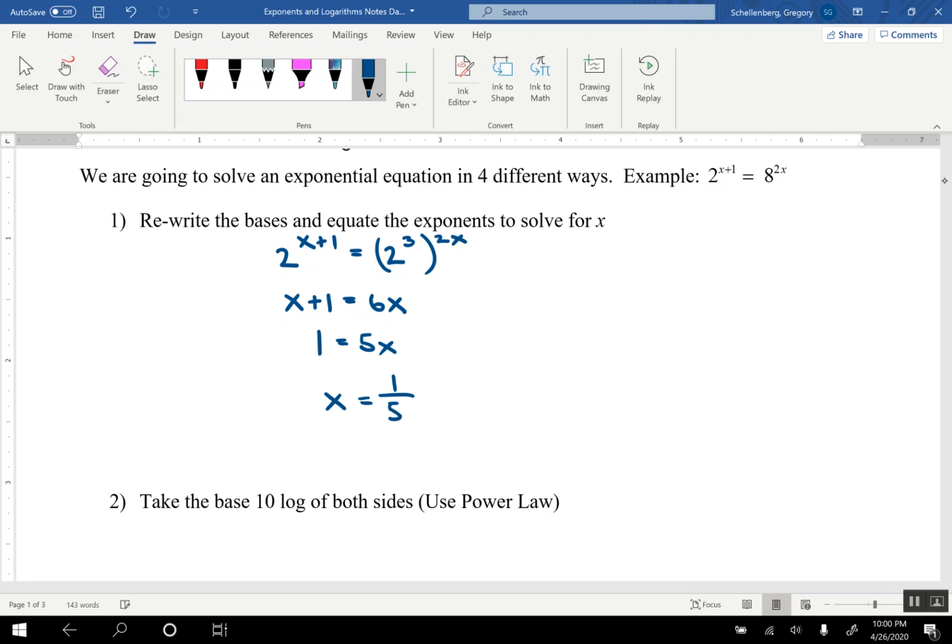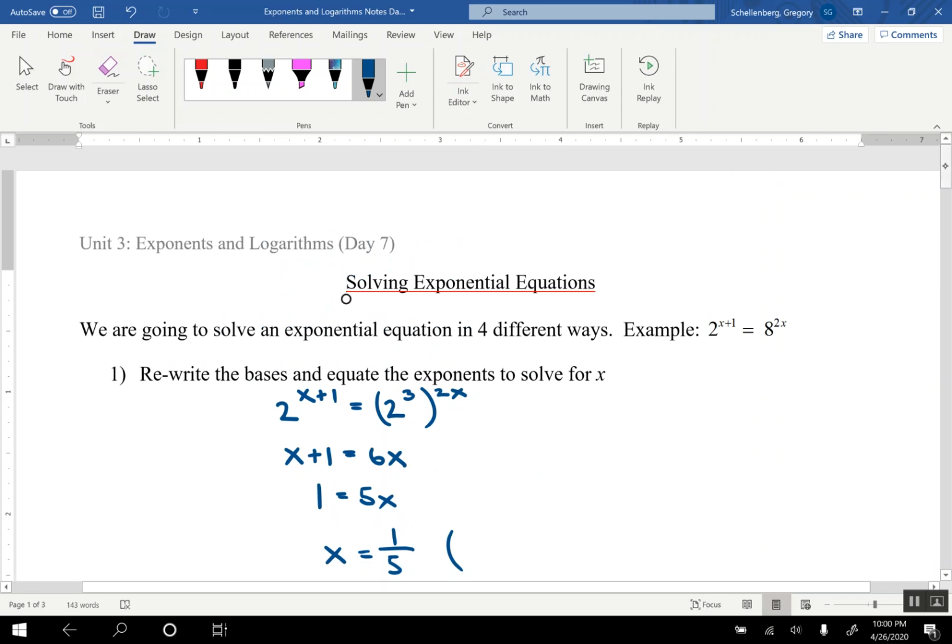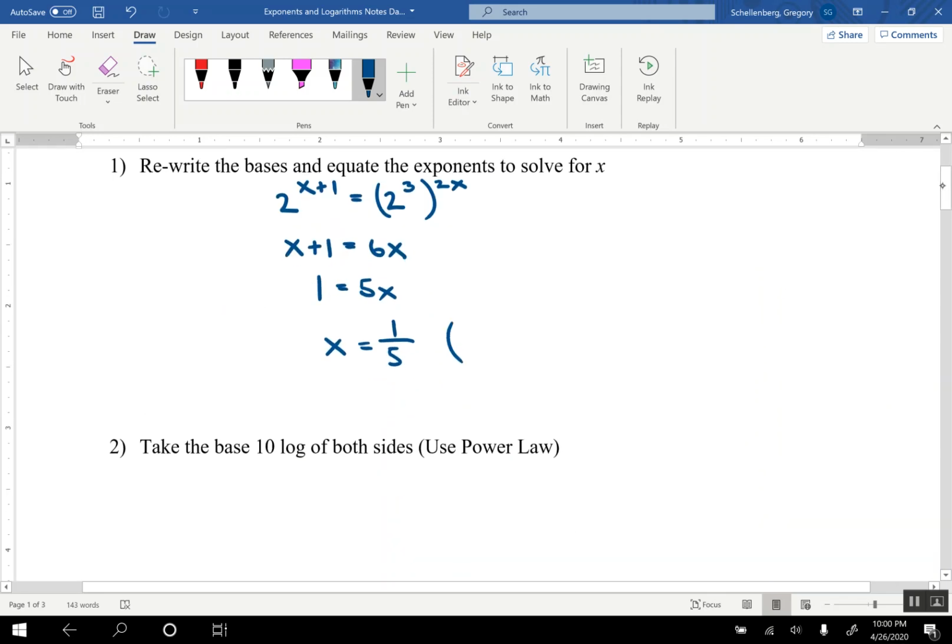Okay, and I'm going to, in brackets here, so that we have this fresh in our mind, 1 over 5 as a decimal is 0.2. We're going to see that in a few minutes. Okay, so there's strategy 1. That one we have used before.